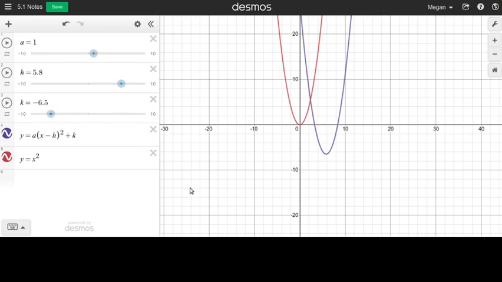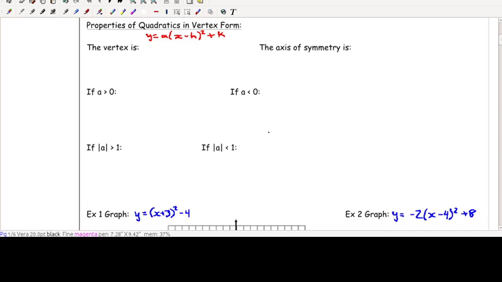So you can actually tell that my vertex starts out at 0, 0. That's where my parent function has its vertex. If I figure out what the vertex is of my translated function, you'll notice that those values are the same as h and k. And the reason for this is I take my 0, 0 and I move it 5.8 units to the right. Well, that's going to end me up with an x value of 5.8. Move it 6.5 units down, that ends me with a vertex of negative 6.5. So that means my vertex for my general form of my parabola is h comma k.